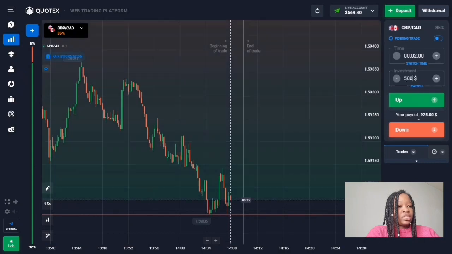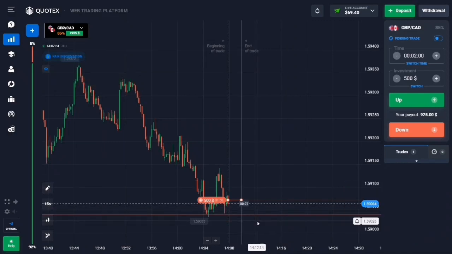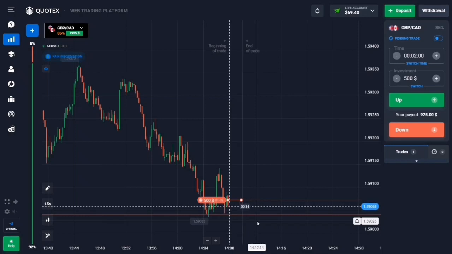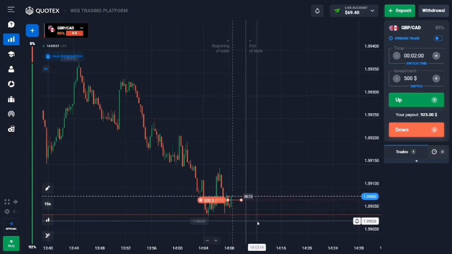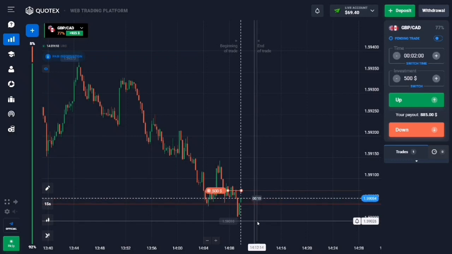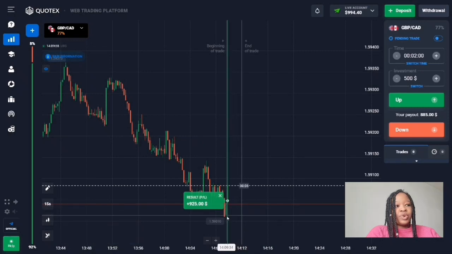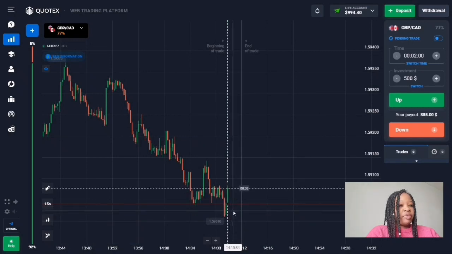So I'll enter the market here with a down trade for 2 minutes and wait for the results. So analyzing the situation, the moment was quite dangerous, but there has been the breakout of the level and I've got the profit from this transaction. So let me go on.